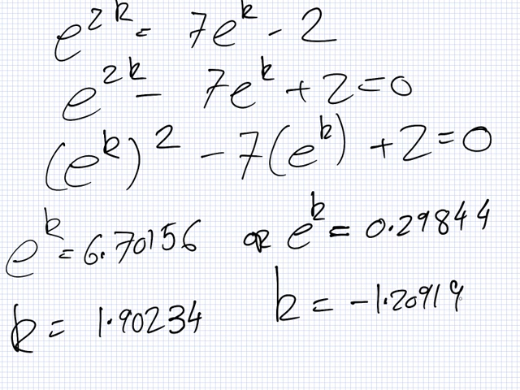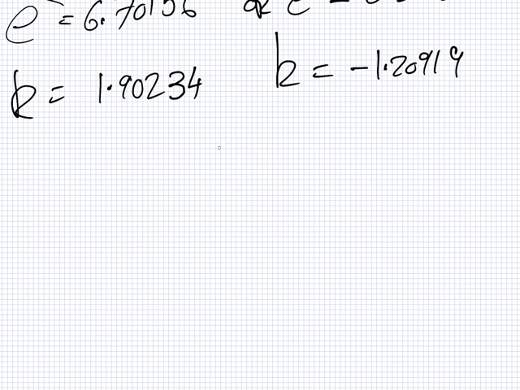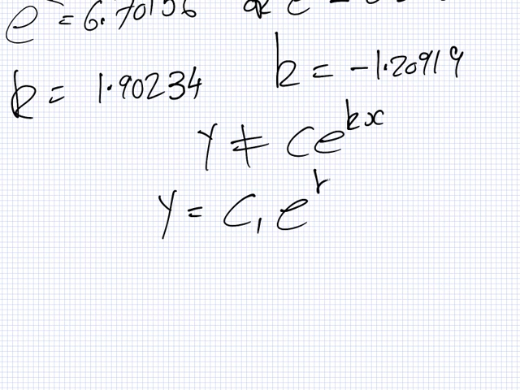So I got 2 answers for K, which is fine. It just means it's not this, but rather it's probably this: 2 different functions added together.